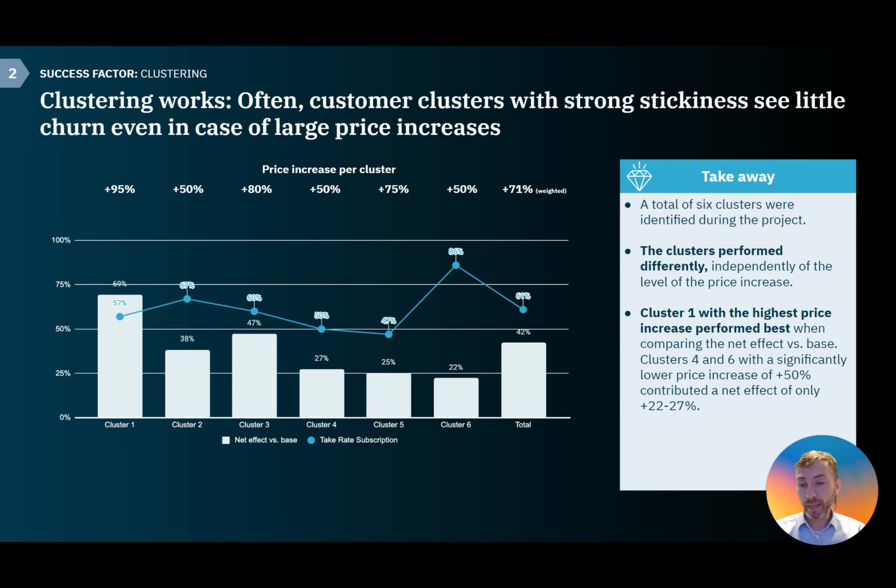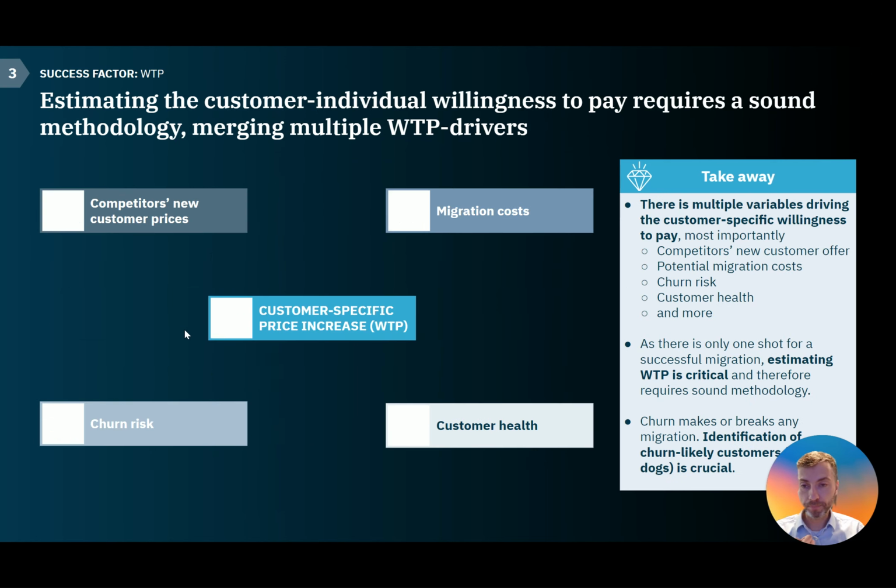We also see that sometimes in some clusters, we realize the best results despite the highest price increase. So here for this client, we created 6 clusters. And on the left-hand side, cluster number 1 got the steepest price increase of 95%. But nevertheless, 57%, that's the blue number here, stayed with our client. So the overall effect was 69%. So the strongest price increase also yielded the highest revenue upside.